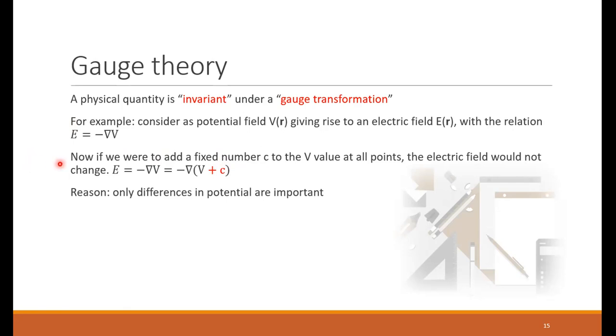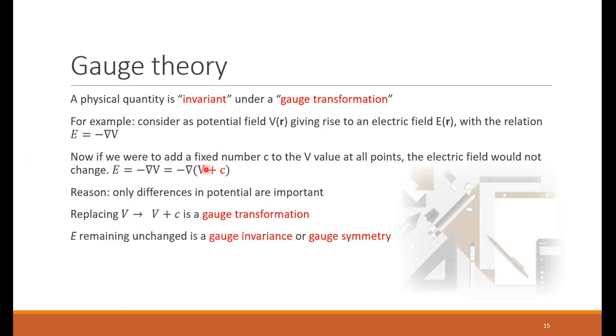Okay, now, when I talk about adding C to V, replacing V with V plus C, this is the part that is the gauge transformation. This is what I talk about up here. And the fact that E remains unchanged means that there is a gauge invariance or gauge symmetry. This is the thing that I talked about up here, right? Okay, so now we have a basic understanding of the terms.